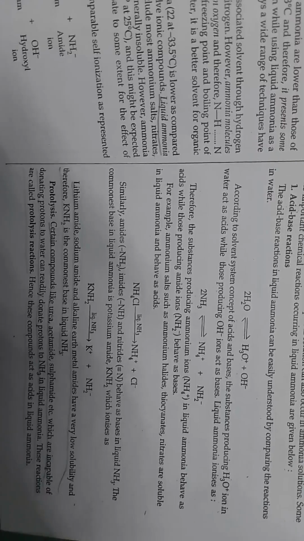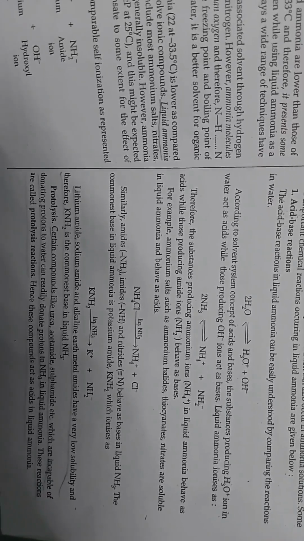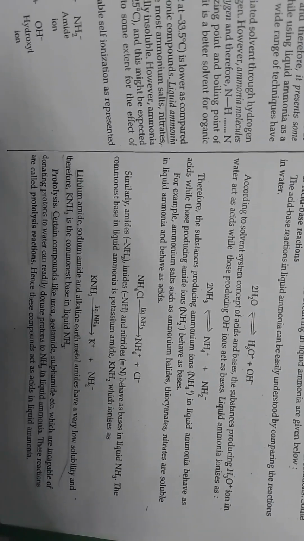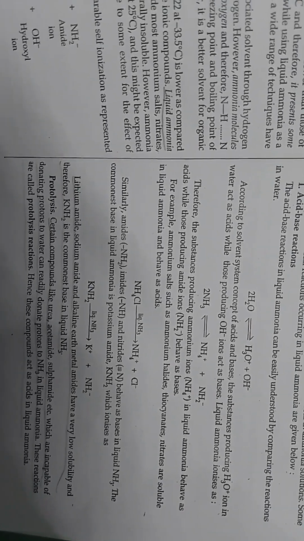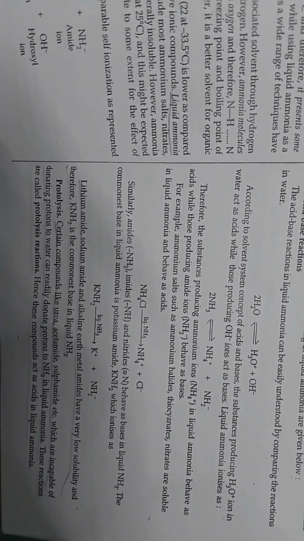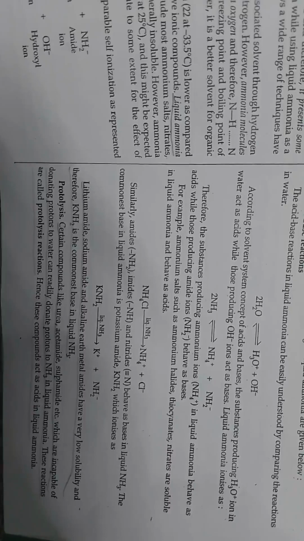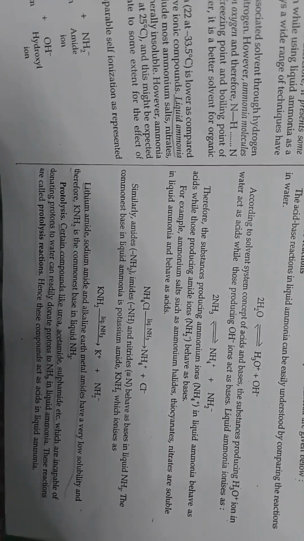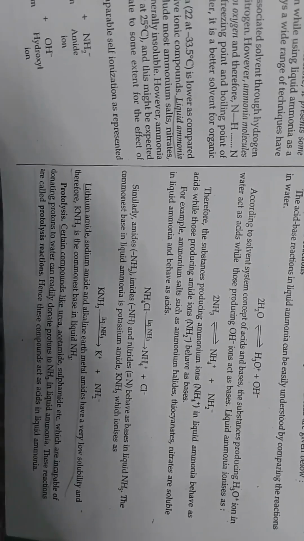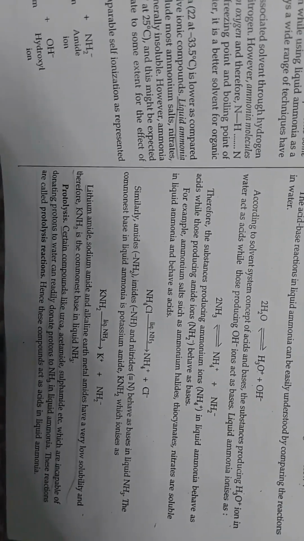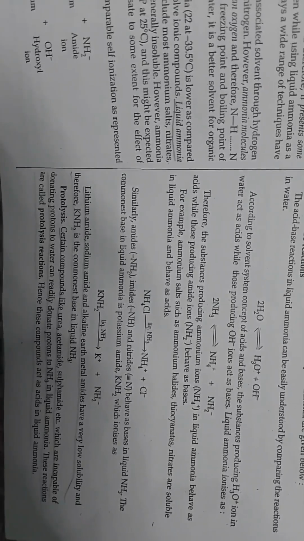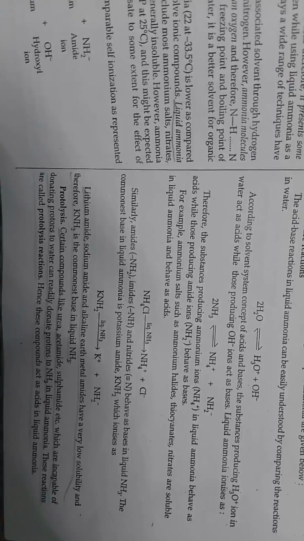For example, ammonium salts such as ammonium halides, thiocyanate, and nitrate are soluble in liquid ammonia and behave as acids. NH4Cl in liquid NH3 gives NH4 plus and Cl minus. Similarly, imides and nitrides behave as bases in liquid NH3. The commonest base in liquid ammonia is potassium amide, which ionizes as KNH2 in liquid NH3 giving K plus and NH2 minus. Lithium amide, sodium amide, and alkaline earth metal amides have very low solubility, and therefore KNH2 is the commonest base in liquid NH3.